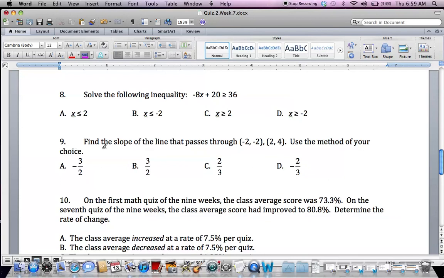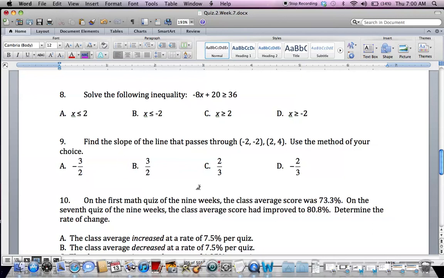Number 9, find the slope of a line that passes through (-2, -2) and (2, 4). Use the method of your choice. That means you can use the slope formula, or you can do slope triangles if you want to draw and plot these points. Whatever you feel comfortable with is what we want you to do. So use your method of choice.